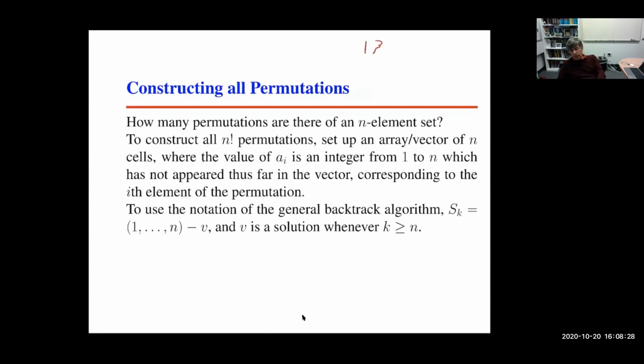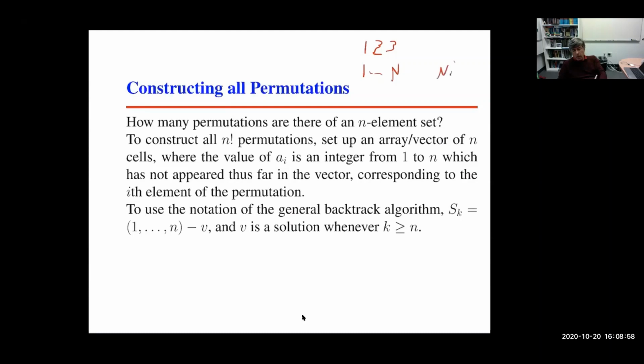How many permutations are there of the numbers 1, 2, 3? How many different arrangements are there of 3 things? Does anyone know? I'm hearing 6. In general, how many permutations are there of n things? N factorial.